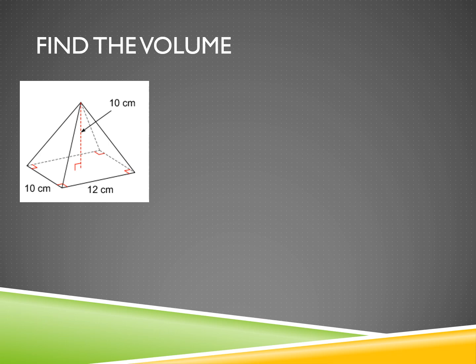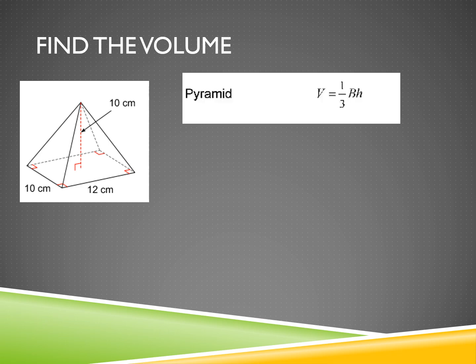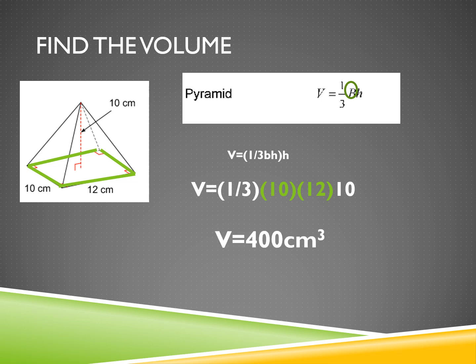The next one here, we have a pyramid. So again, on your reference table, you have that formula for you, so don't worry about that. But now you need to make sure that you find the area of the base, which is a square here, so all you have to do is 10 times 12, times 1/3, times the depth, which is 10 here. So again, there it is, all for you. Put that all into your calculator as you see it, and then you'll get 400 centimeters cubed.